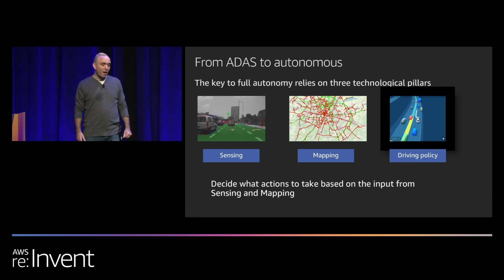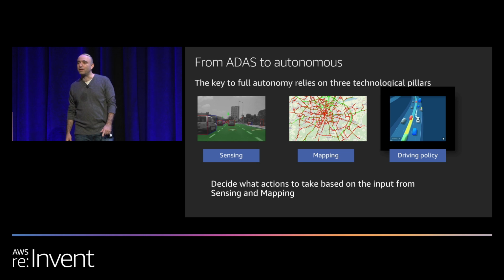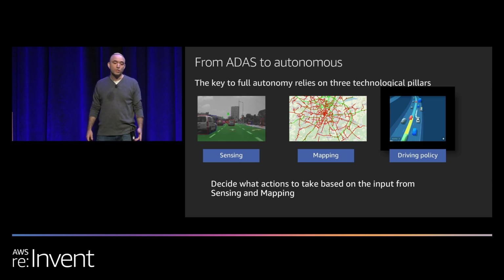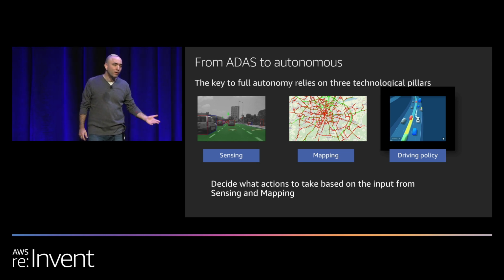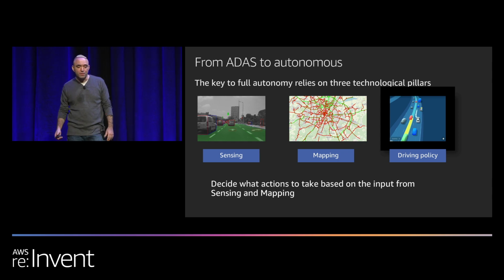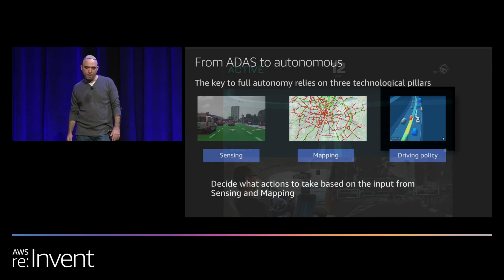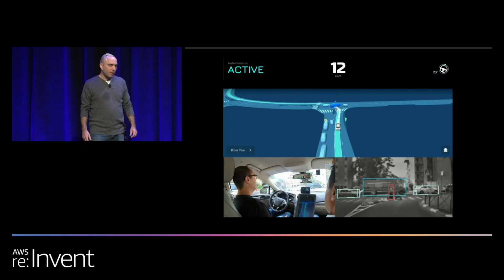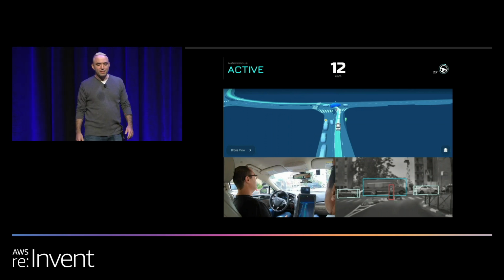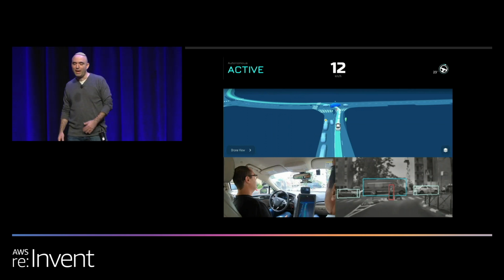The driving policy makes driving decisions based on the input from the mapping and sensing technologies, decisions such as which path to take, when to accelerate, when to brake, when to switch lanes, and so on. Let me show you a short clip that demonstrates our autonomous vehicle technology in action.